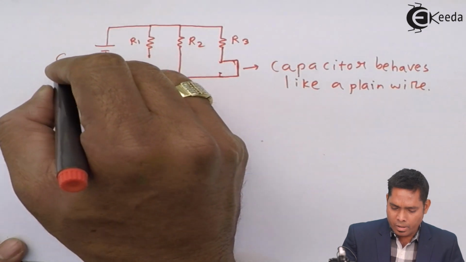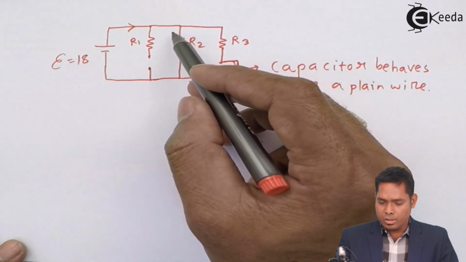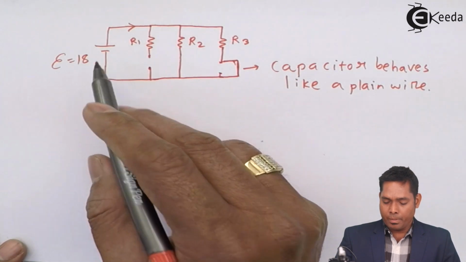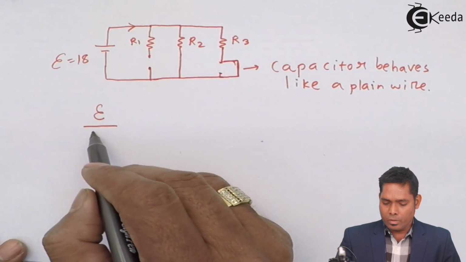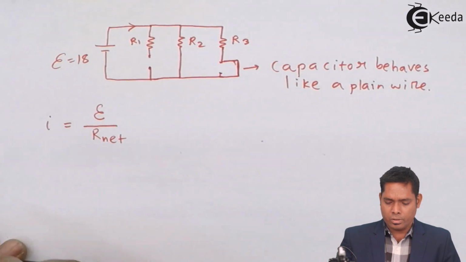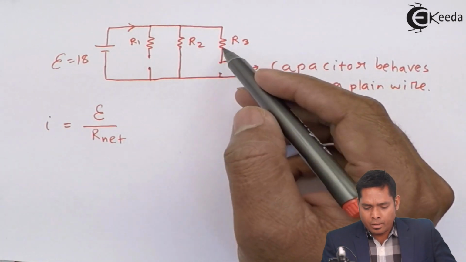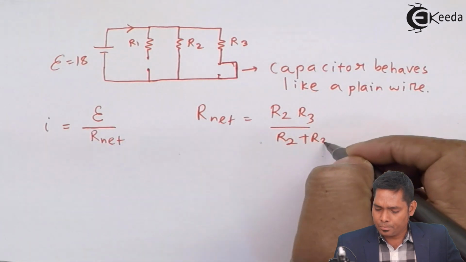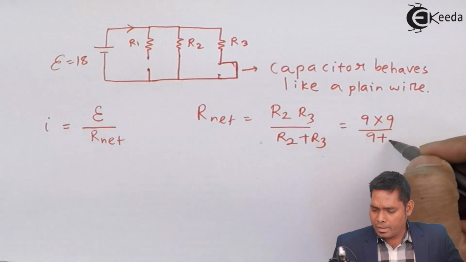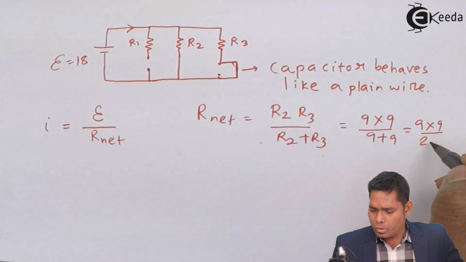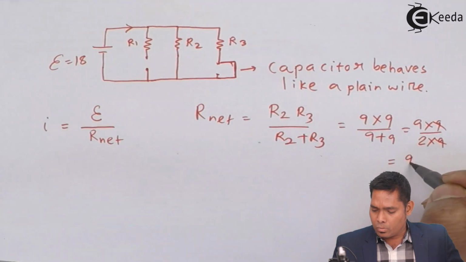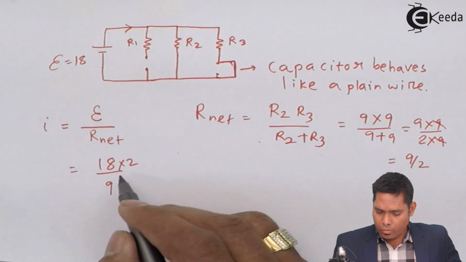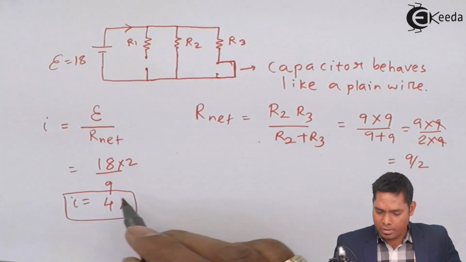So this is your EMF, which is 18, and the current will move like that. So this is like two resistors in parallel with the battery. So EMF of this battery divided by the total resistance, that is equal to the current flow through this. When two resistors of equal value are in parallel, the net resistance will be product by sum. So it is R2 R3 divided by R2 plus R3, which is 9 into 9 divided by 9 plus 9, so it is 9 by 2, which is 4.5. EMF 18 divided by 9 over 2, so it is 4 ampere. This is the actual answer to this question.